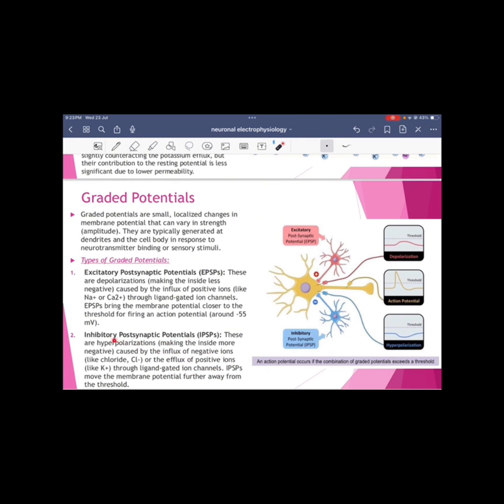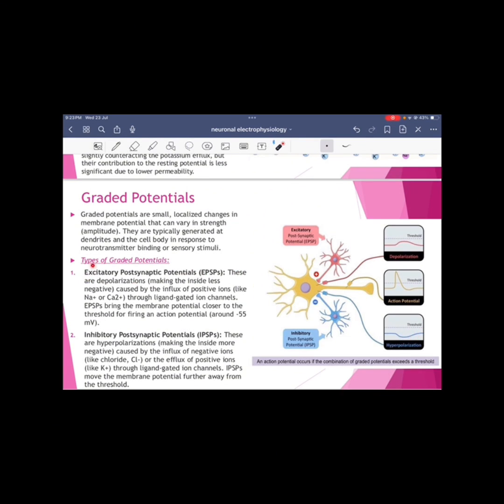And the inhibitory postsynaptic potentials move the membrane potential further away from the threshold, so further away from being able to cause an action potential. So those are the excitatory postsynaptic potentials, which are helping the membrane become more positive, helping it reach an action potential, whereas the inhibitory postsynaptic potentials are making the membrane more negative and away from being able to make an action potential.